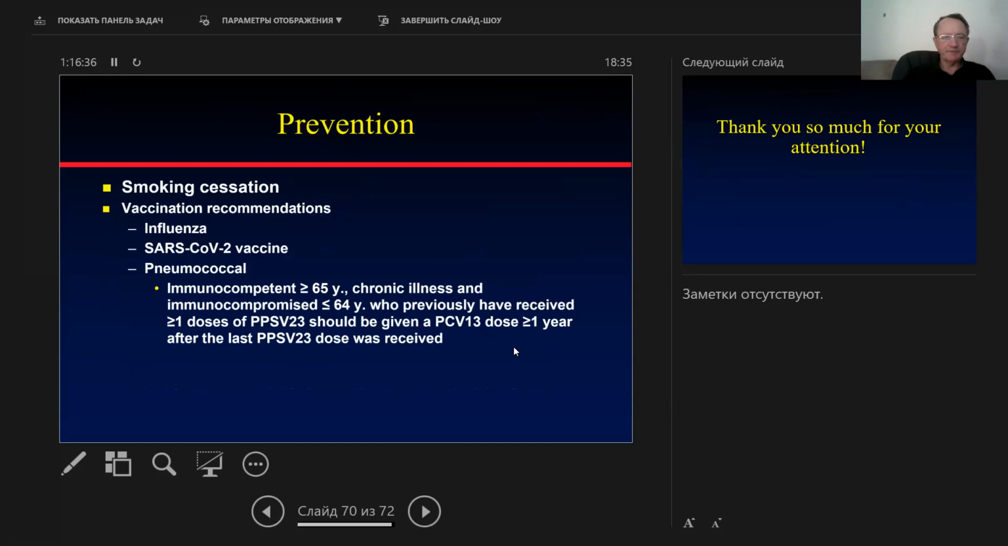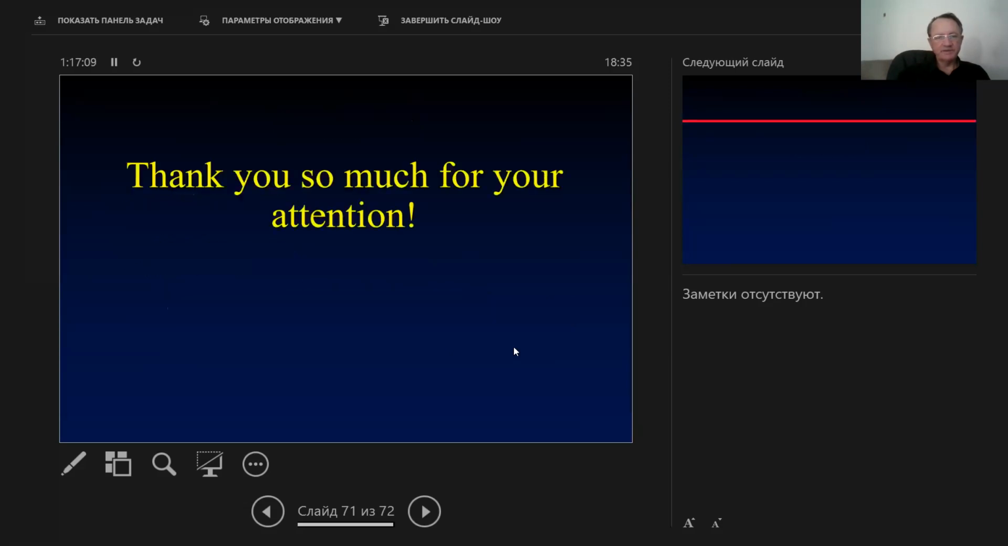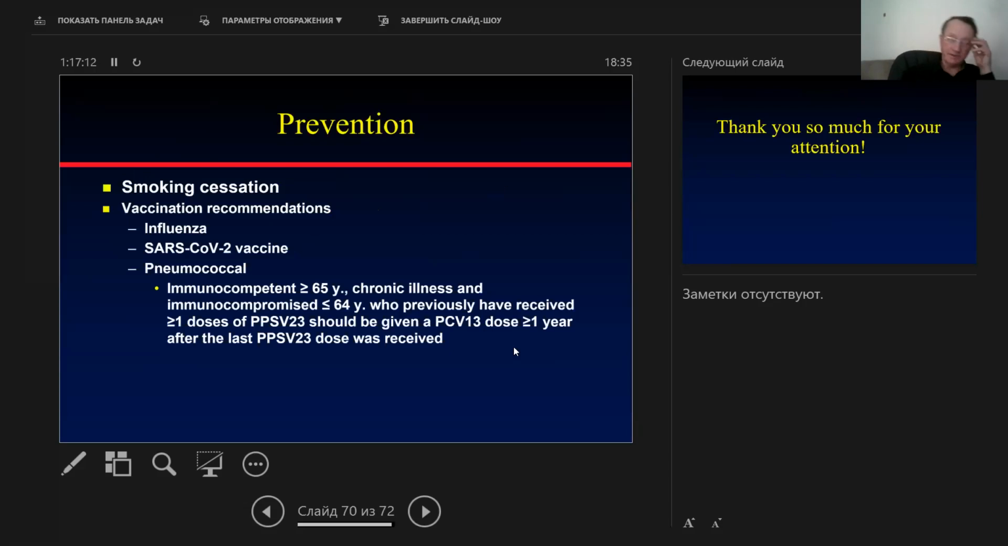What about prevention? First is smoking cessation, a healthy lifestyle, treatment of comorbidities, and vaccination against influenza, against SARS-CoV-2 infection, and pneumococcus, anti-pneumococcal vaccination. You should know the two types of anti-pneumococcal vaccine. You should recommend this vaccine.